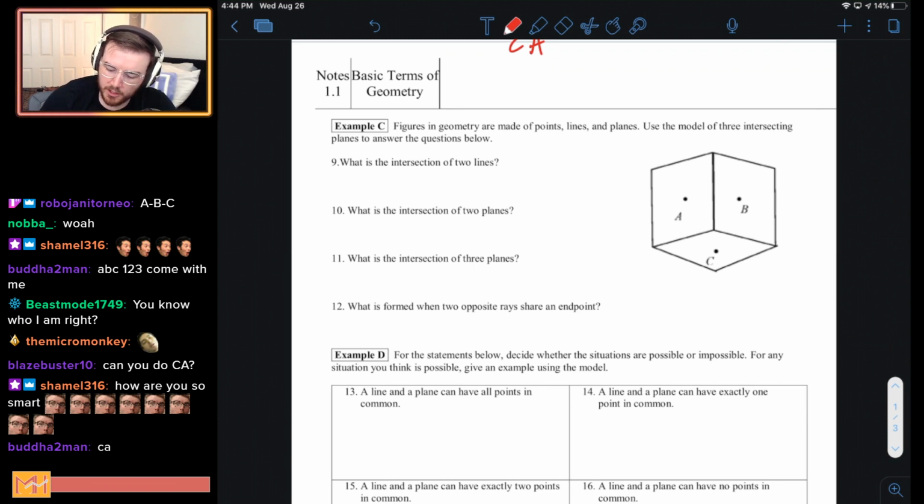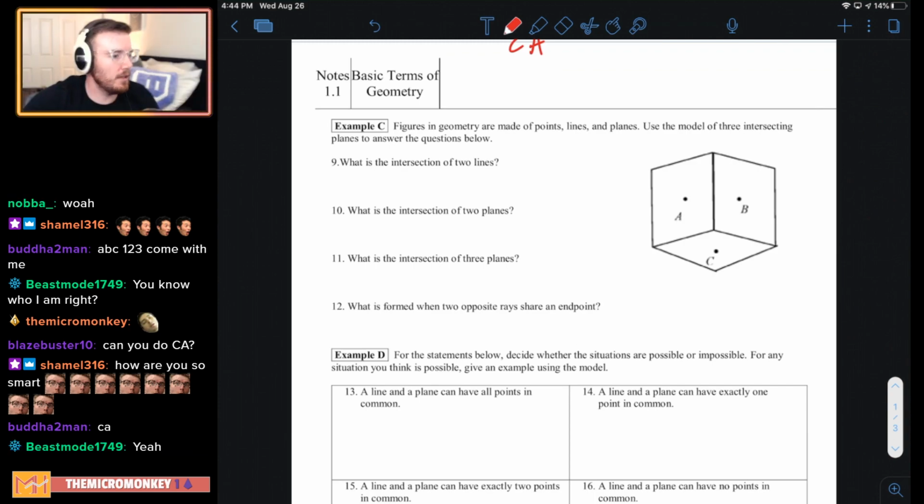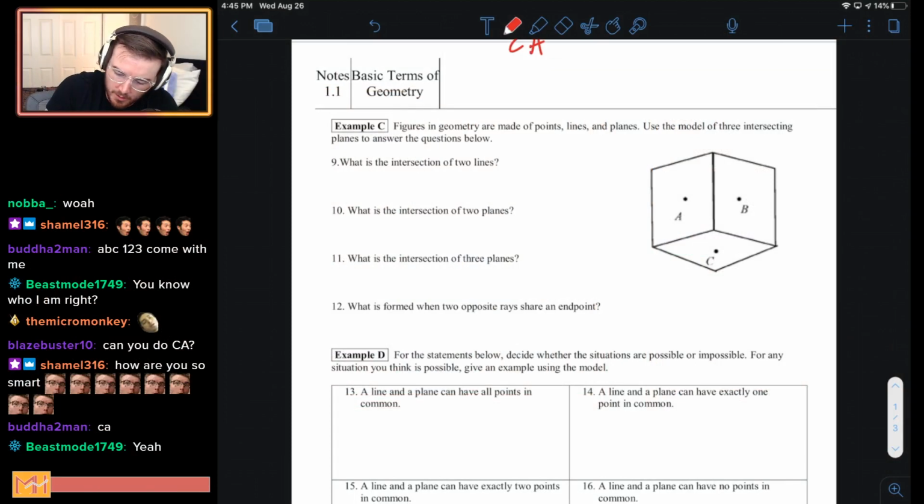What is the intersection of two lines? When two lines come together, let me go into this one so you can see my arms waving around. When two lines come together, what are my two arms intersecting at? They're intersecting at a single spot. You might refer to that as a point. So they intersect at a single point.